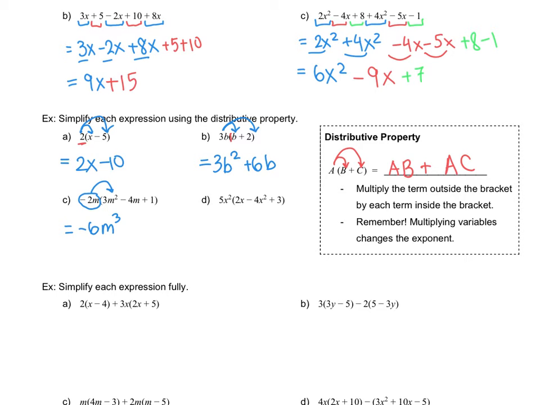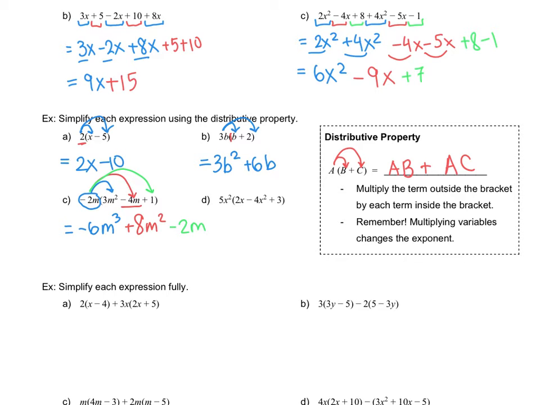And then again, negative 2m times negative 4m. So negative times negative is positive. And then 2 times 4 is 8. And then m times m, that's 2m's in total, so m squared. And finally, negative 2m times 1. Anything times 1 is itself. But also, if I did negative 2 times 1, it's negative 2, and then the m just stays there.